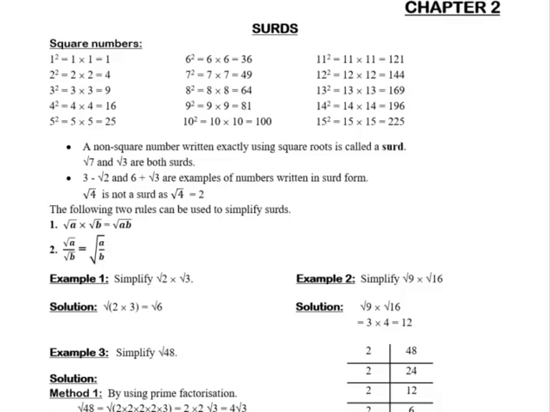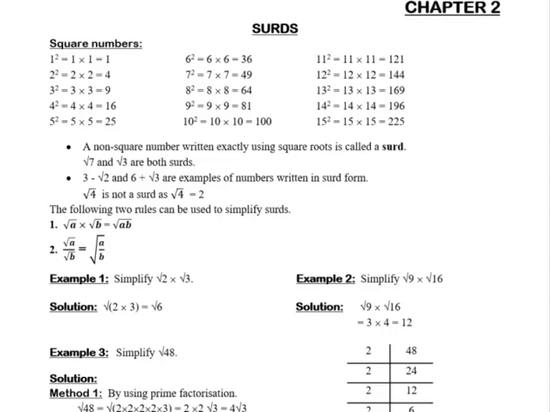Now before you can cover surds you need to understand what a square number is. A square number is worked out by multiplying a number by itself. So 1 times 1 is 1, 8 times 8 is 64, 12 times 12 is 144. Each of these numbers are square numbers, and you have to be familiar with all of these numbers to be able to deal with surds.